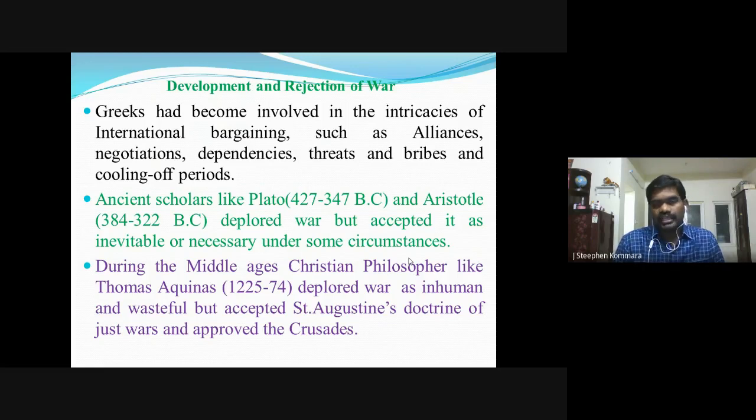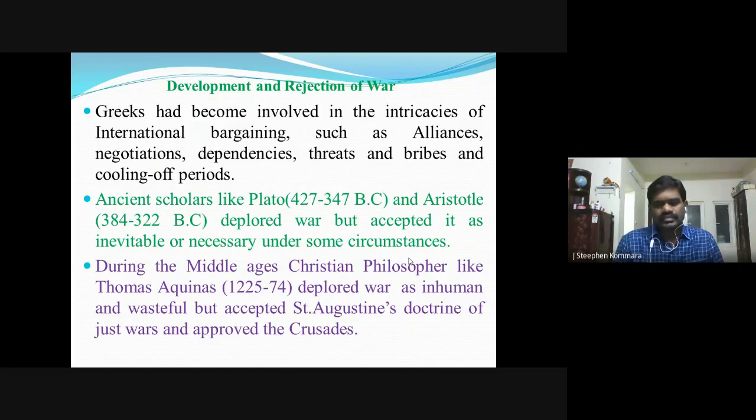During the Middle Ages, the Christian philosopher Thomas Aquinas, who was born in 1225 AD and died in 1274, deplored war as inhuman and wasteful, but accepted St. Augustine's doctrine of just wars and approved the crusades.